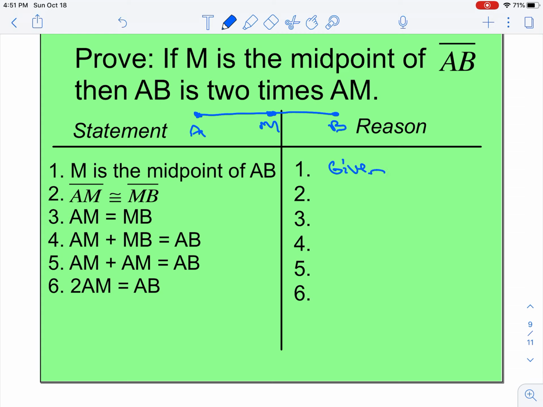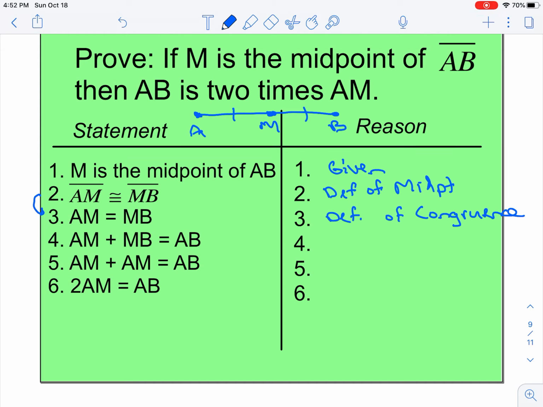M is the midpoint of AB, that is given. AM is congruent to MB. That is by definition of midpoint. So these are congruent. Because the segments are physically congruent, that means their measures are the same. That's where this is so picky, going from the segments being congruent to the lengths being the same, the distance between the points. But if you can, try to put both in. And since they're already listed here, we can again practice these different reasons and justifications. So this is the definition of congruence.